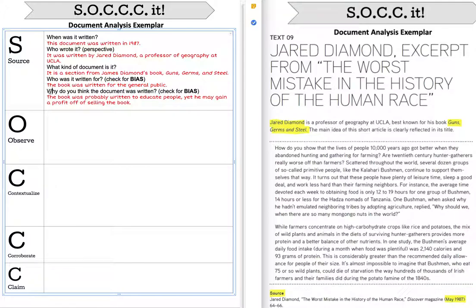The last question's asking, why do you think this document was written? And this is another opportunity to look for bias because sometimes if the author gains something by writing the document, then that might reveal some bias and it may make us not really trust the source as much. For example, with this text, knowing that it's coming from his book, he gains by selling copies of the book. He makes money off of it. So that's just something to think about when we're thinking about whether or not we trust this source completely. We want to keep that in mind.